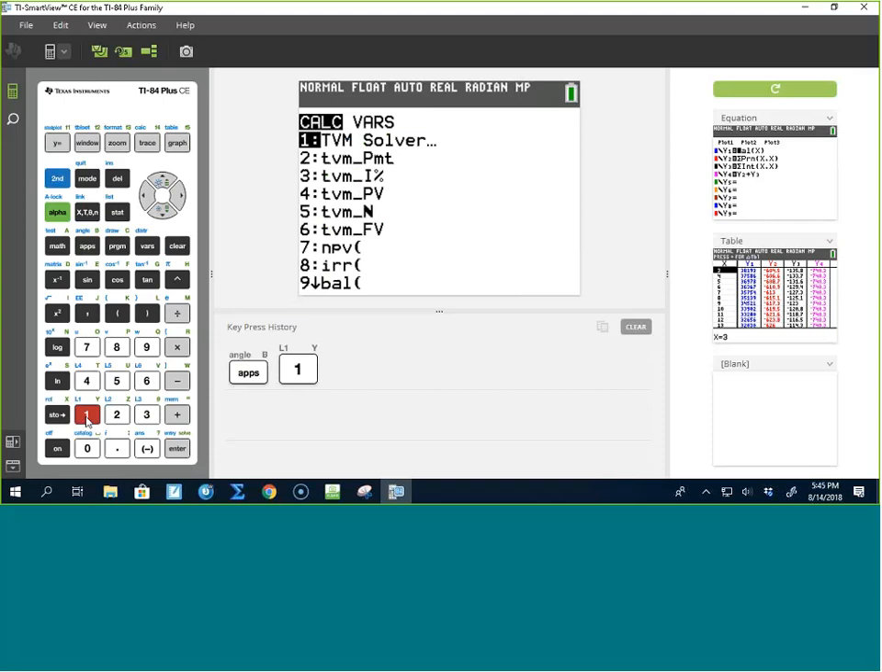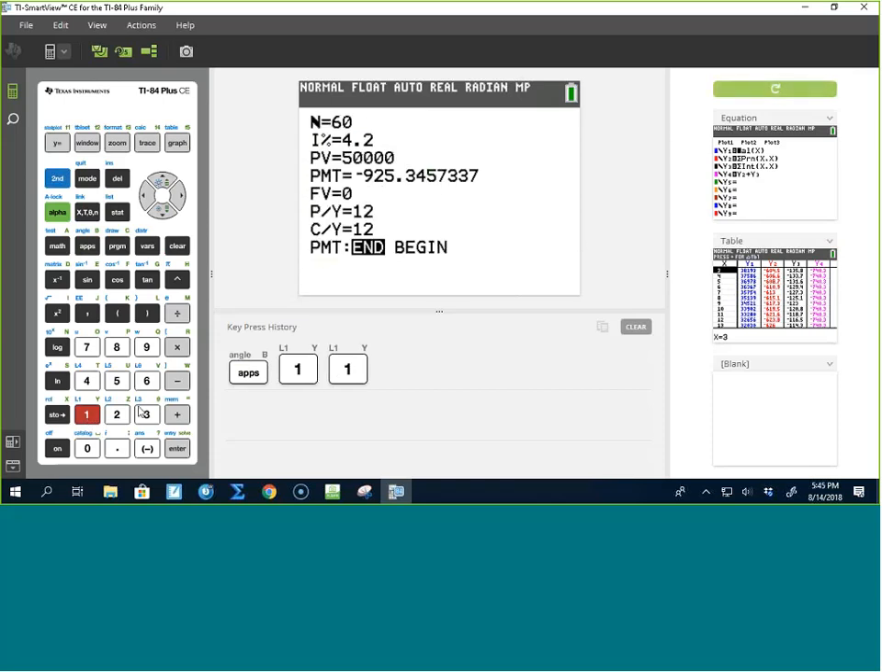I'm going to go to TVM Solver. I'm going to type in the 60, or the 12 times 5, and change all the interest and stuff like that. So this is really key to doing some other things.